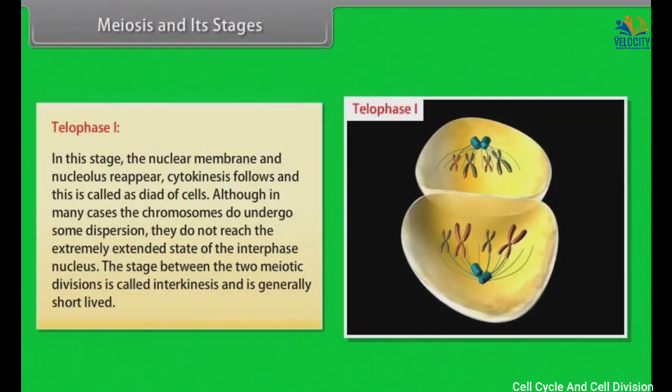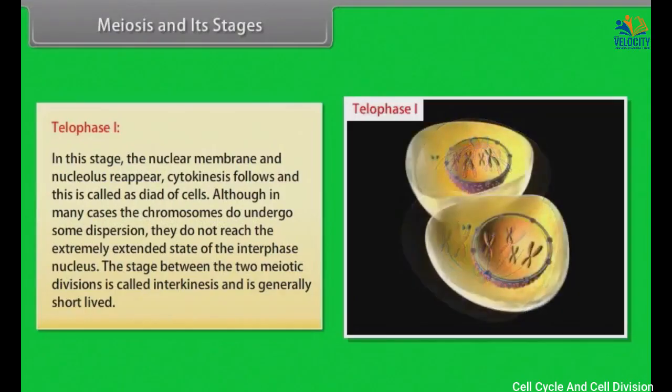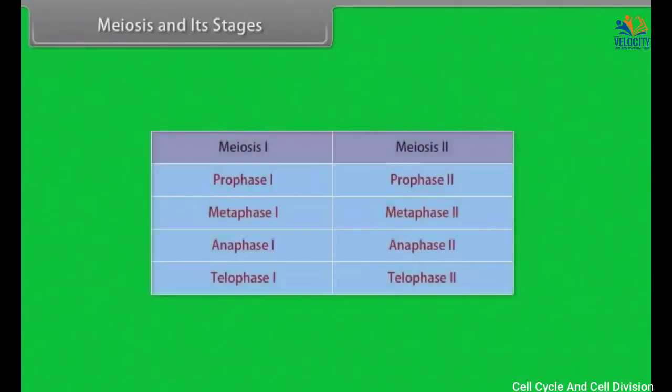Although in many cases the chromosomes do undergo some dispersion, they do not reach the extremely extended state of the interphase nucleus. The stage between the two meiotic divisions is called interkinesis and is generally short-lived. Interkinesis is followed by prophase II. Meiosis II is initiated immediately after cytokinesis, usually before the chromosomes have fully elongated. In contrast to Meiosis I, Meiosis II resembles a normal mitosis.